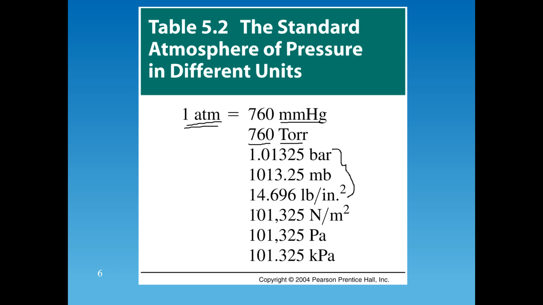1 atmosphere is also equal to 101,325 newtons per meter squared. And remember, we said that newtons per meter squared is the same thing as the Pascal unit. And then we can go from Pascal to kilopascal by dividing by 1,000, because remember, kilo means 1,000. That's what the prefix means. So therefore, 1 atmosphere turns out to also be equal to 101.325 kilopascals, right? So that basically summarizes the relationship between the different units of pressure.